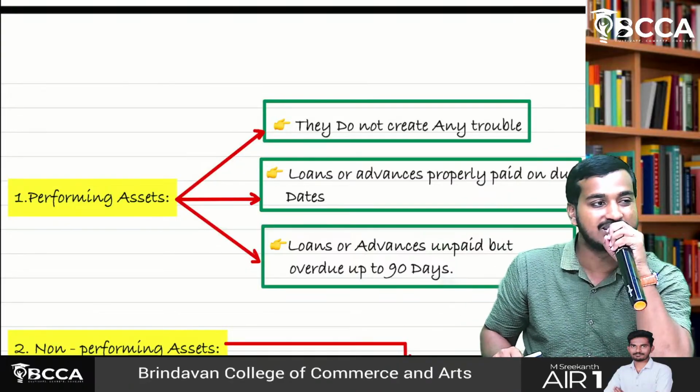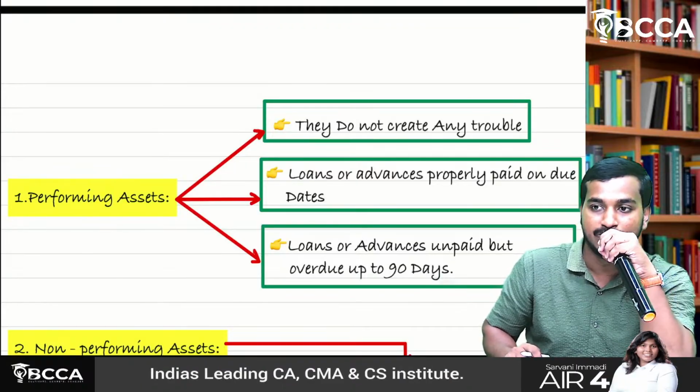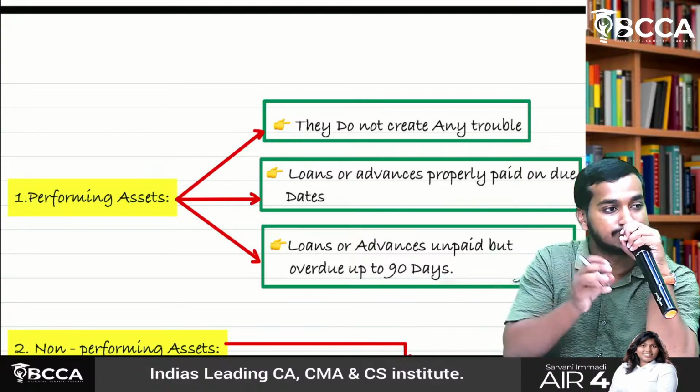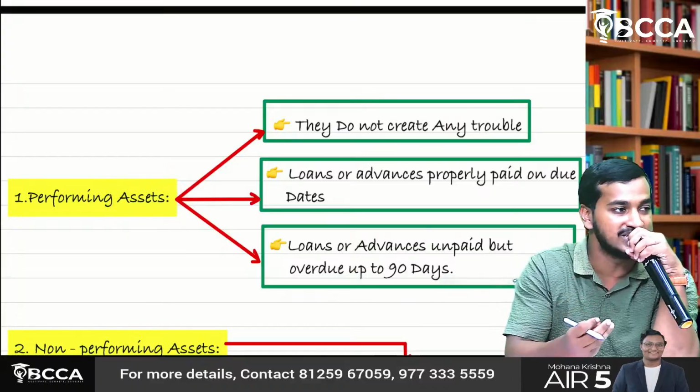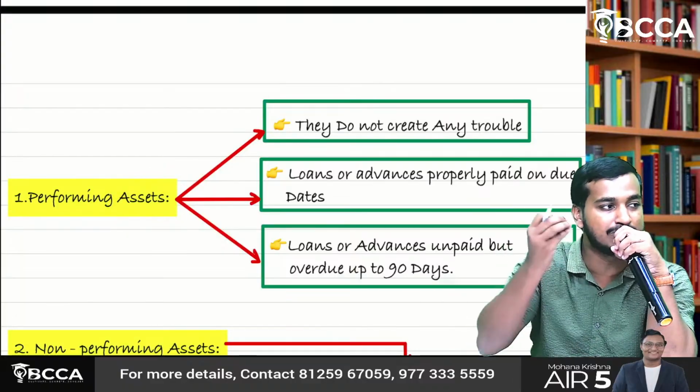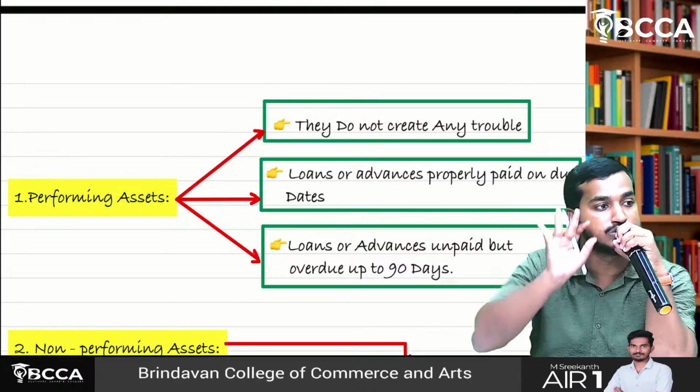I hope you are getting my point. What is my intention here? I just want to convey what a performing or standard asset is. Here asset means, my dear students, please don't think about land and building, plant and machinery, cash, all those things. Here assets means loans only.